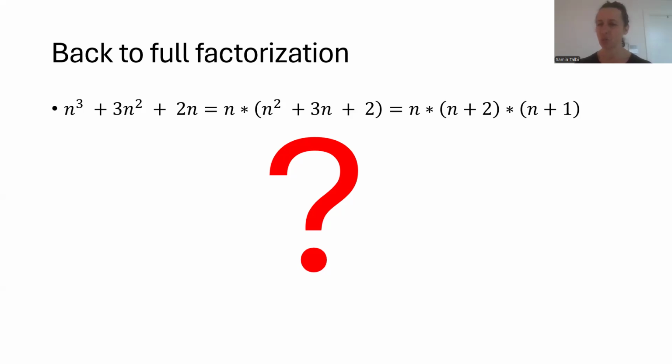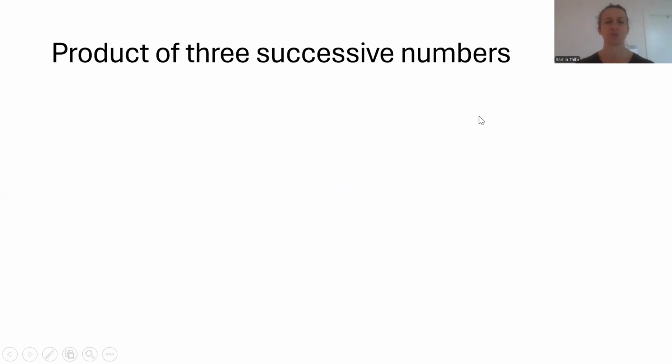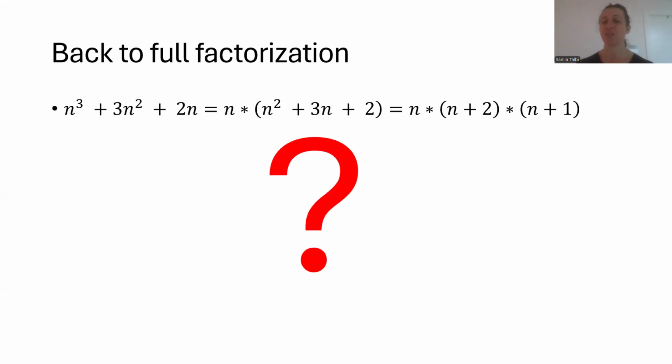Which is the smallest one of those? It's n. Which is the biggest one? N plus 2. What does n plus 1 stand for? It's a number in between these two. So hopefully we are able to see that these are three consecutive numbers, right? So that makes it the product of three consecutive numbers.